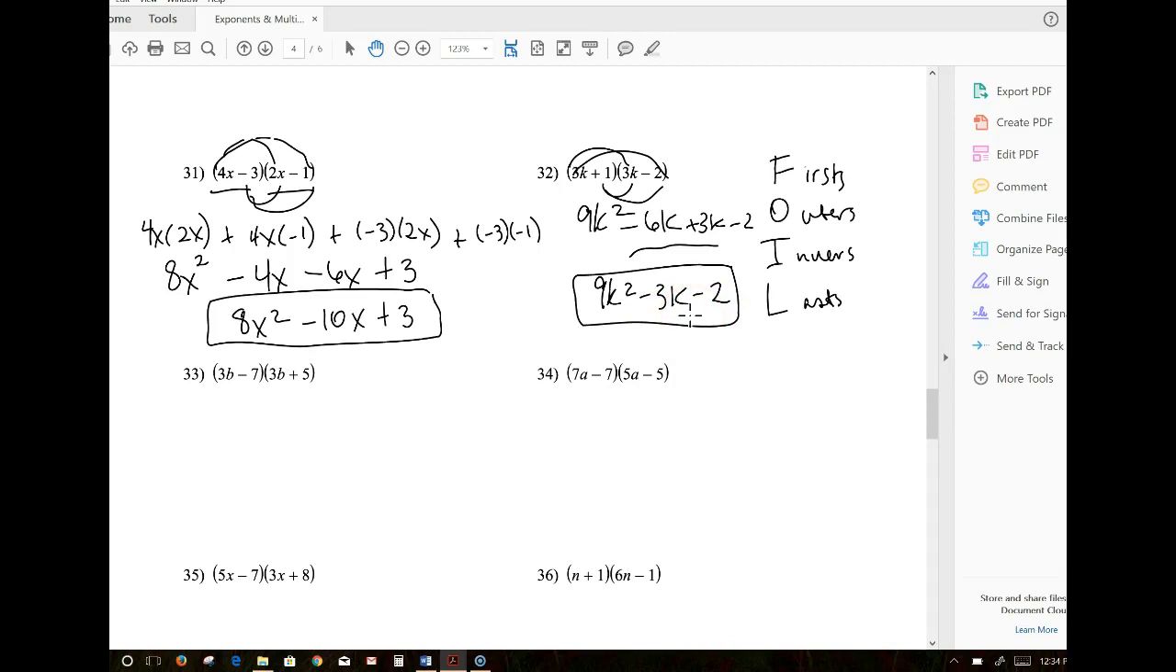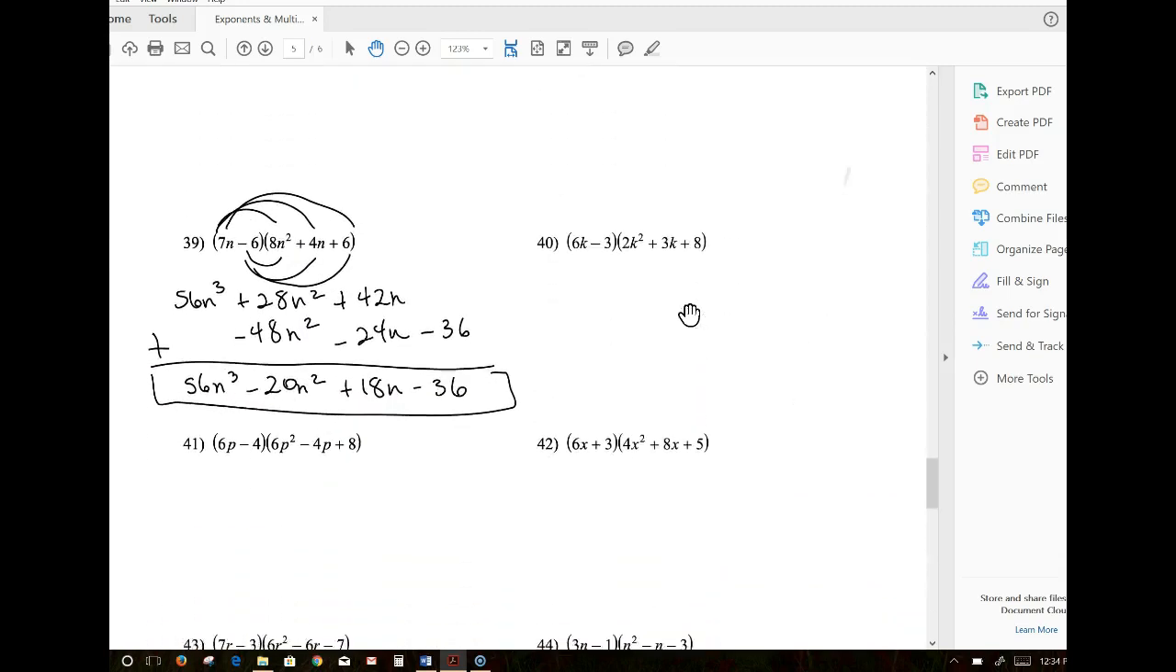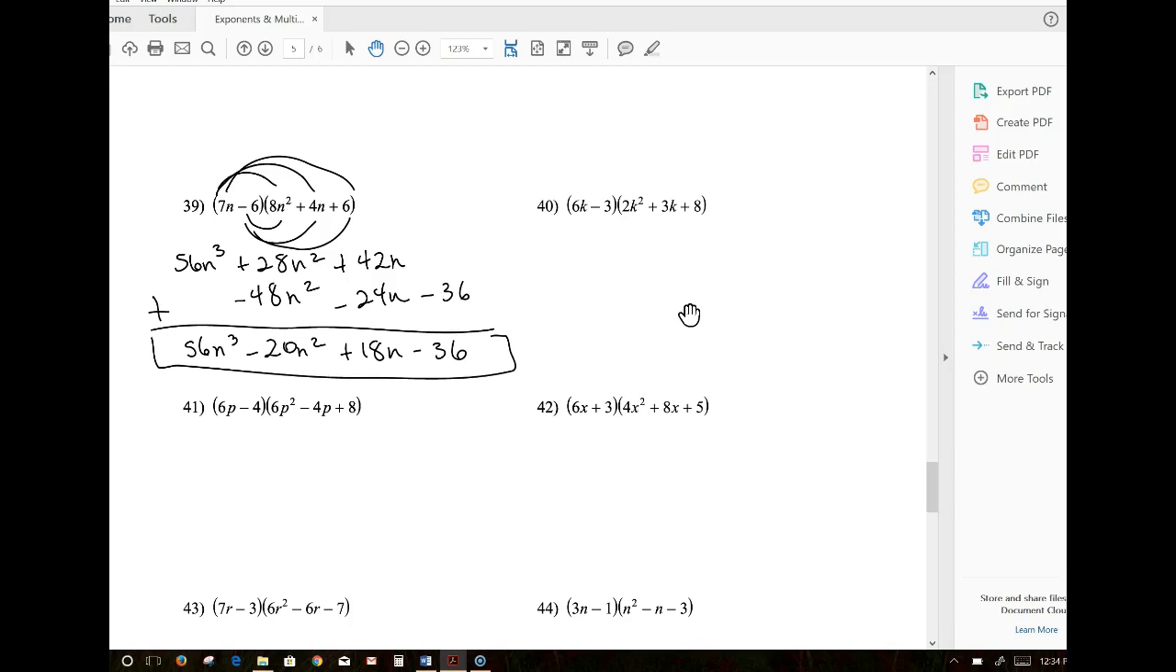Again, send me a message on Google Classroom or email me if you have questions about that type of problem. Our final type of problem we're going to work is a binomial times a trinomial. Here, FOIL doesn't actually work. It's still kind of the same process, but it's better if we just think of it as we are distributing. So we're going to distribute the 7n times every term in this second set of parentheses.